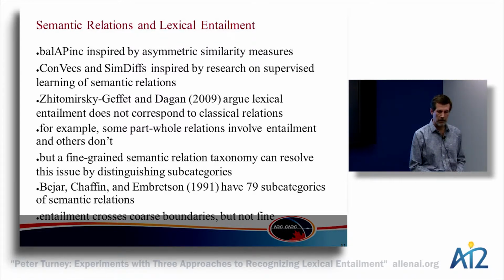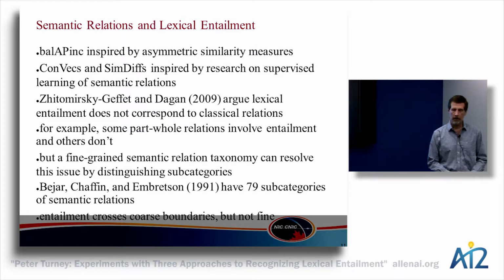And so we use a taxonomy developed by Bejar, Chaffin, and Embretson. They have a book in 1991 where they look very closely at semantic relations. They worked at ETS, the Educational Testing Service, and they were studying analogy questions for the GRE test. In analyzing how those questions are formed, they came up with this taxonomy of 79 different types of semantic relations.